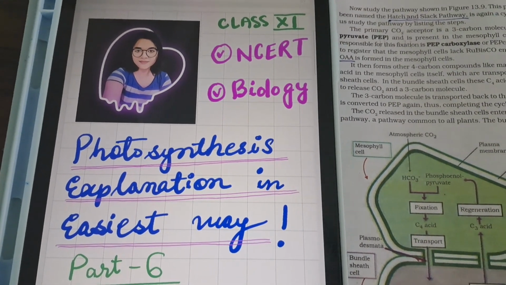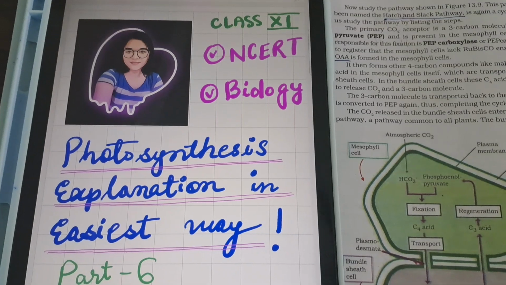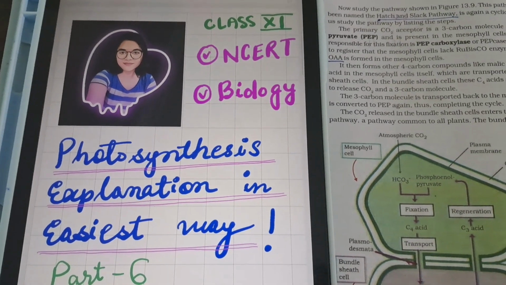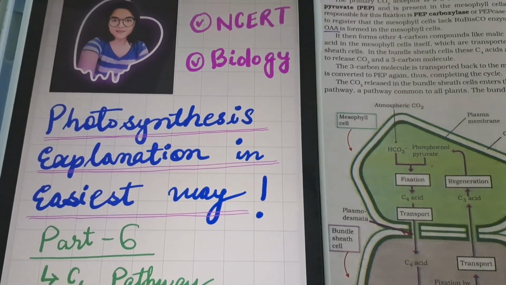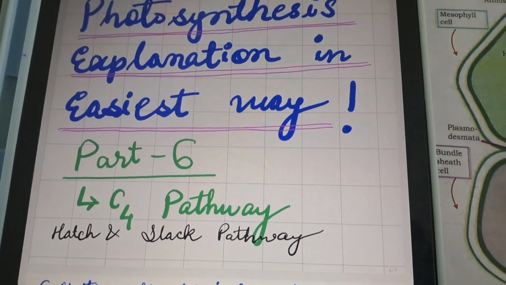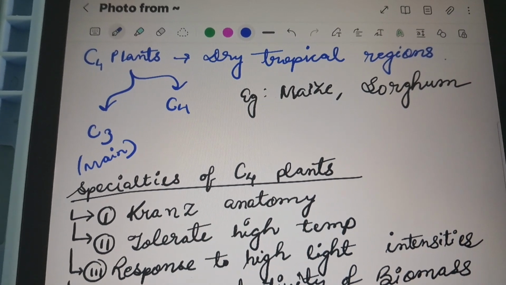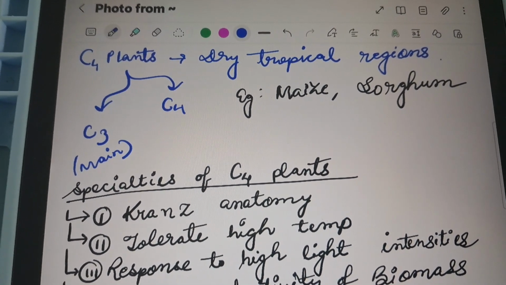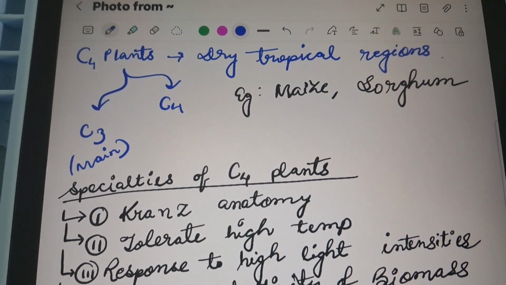Hello everyone. So last time we did part 5 of photosynthesis. We are done with the Calvin cycle. Now in part 6 we will deal with the C4 pathway, which is also called the Hatch and Slack pathway. Here the C4 pathway is exhibited by the C4 plants, which are found in dry tropical regions.